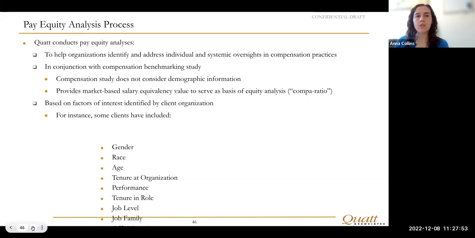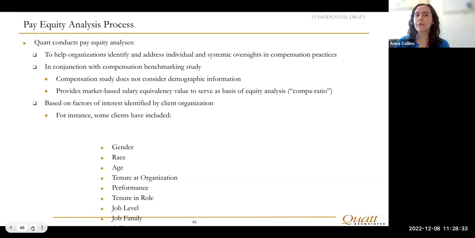So the way that we do them, first off, like I said, it's to help organizations identify and address both individual and broader systemic oversights in compensation practices and to begin to correct those. We always conduct our equity analyses in conjunction with a compensation benchmarking study. And what that means is when we do a compensation benchmarking study, we're not looking at any demographic information. Usually we don't have any at all. We're just looking at job descriptions and what a position is responsible for and comparing that role to market data that we have through surveys and working with other clients to determine what the market value of that role is.